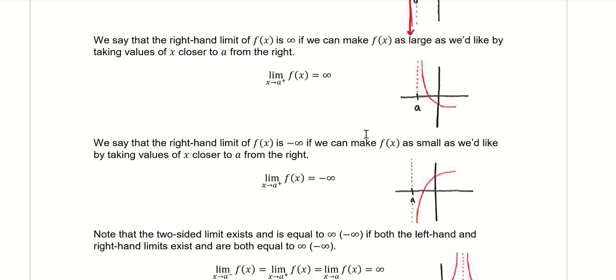Same idea with right-hand limits, nothing really too new here. Infinity and negative infinity, again, I think it's easier to see with the pictures. Now I'm approaching a from the right, and in my drawing, my function is shooting up and up and up. It's not crossing a, it's just getting bigger and bigger as we get close to a. That's going to give me a positive infinity as my limit.